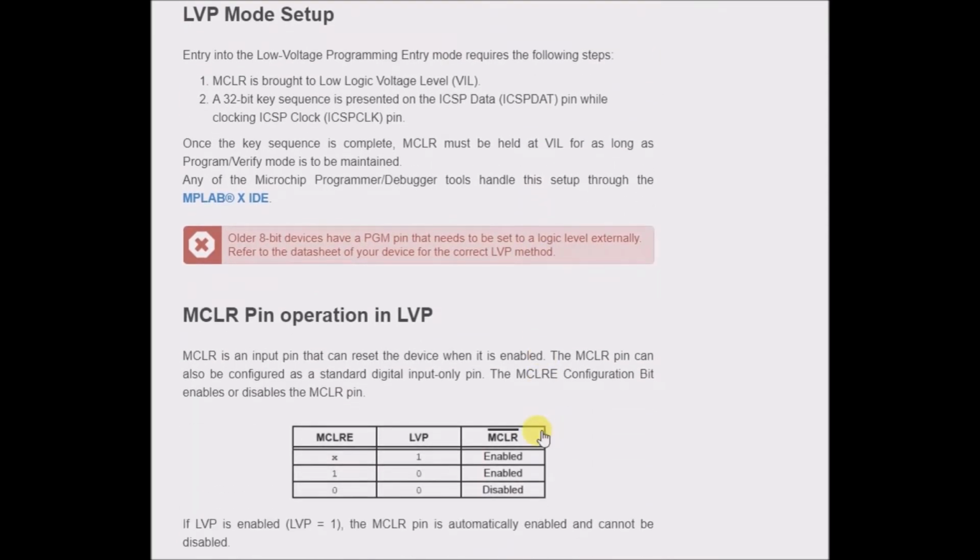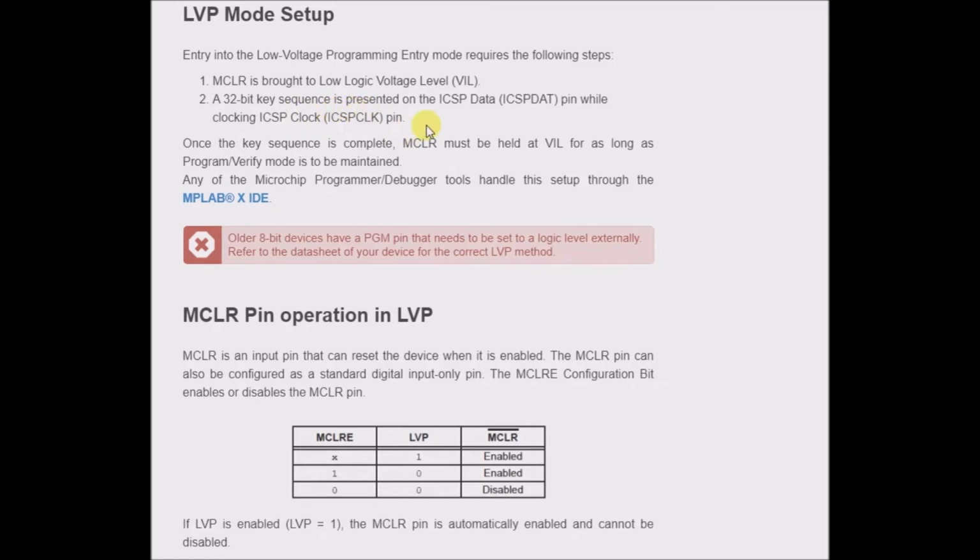LVP mode. Entry into the low voltage programming entry mode requires the following steps. Number 1, MCLR is brought to low logic voltage level, VIL. 2, a 32-bit key sequence is presented on the ICSP DAT pin while clocking the ICSP CLK pin.